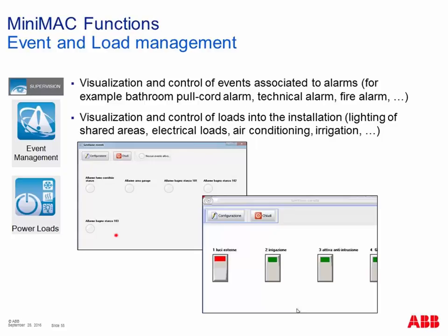And here in the last part, you can see the event management menu, in which, for example, with some pop-up and acoustic signaling, you can get a notification if something happens in the hotel, for example, a bathroom alarm in one of your rooms. So again, this is an additional supervision functionality that we have inserted in MiniMAC. It can be a good additional functionality for medium and small hotels.